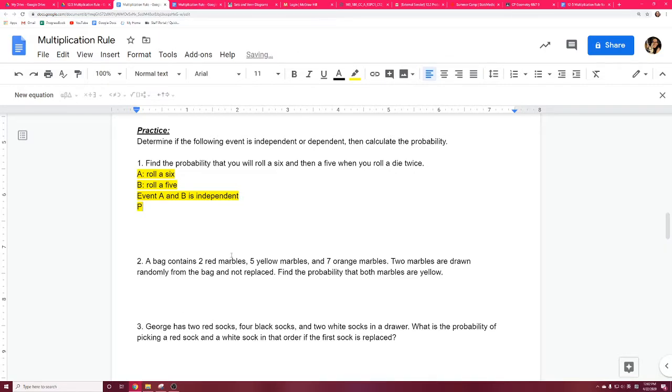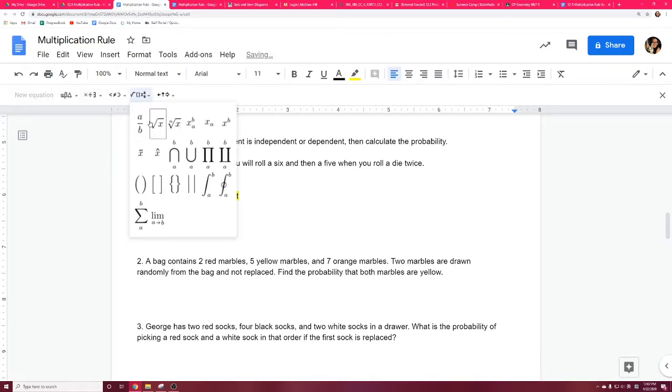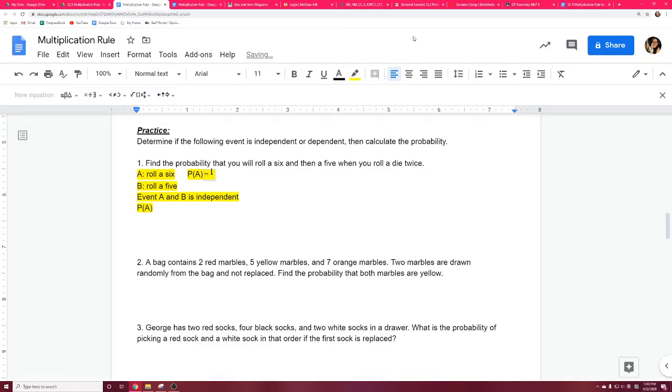And then the probability of event A, let me put it on the top. The probability of event A is rolling a 6. 6 is 1 of the sides, and in total we have 6 sides, so it is 1 out of 6. And rolling a 5 is the same thing.